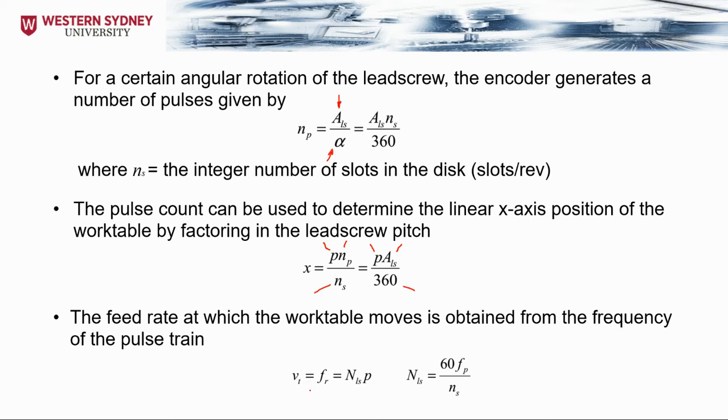Now the feed rate is going to use the same equation. The feed rate is going to be equal to the RPM for the lead screw multiplied by the pitch value. The N is equal to 60 multiplied by the frequency divided by the number of slots.